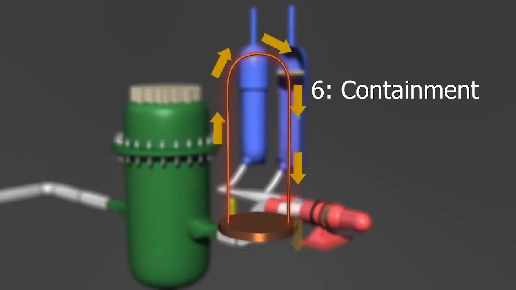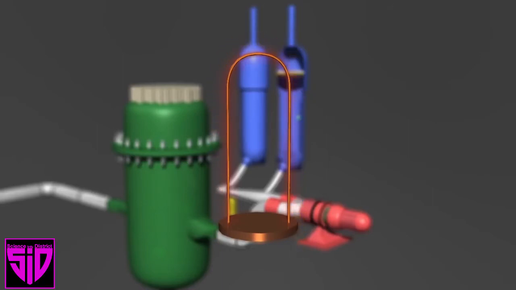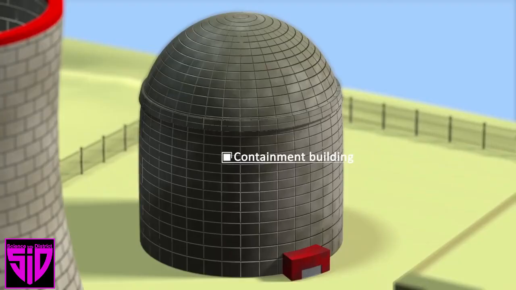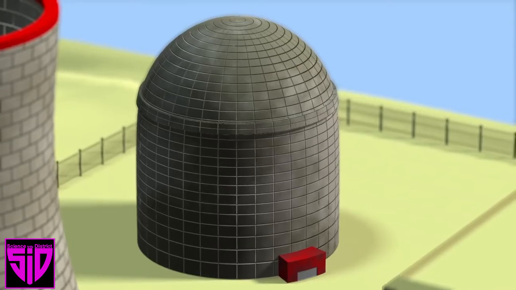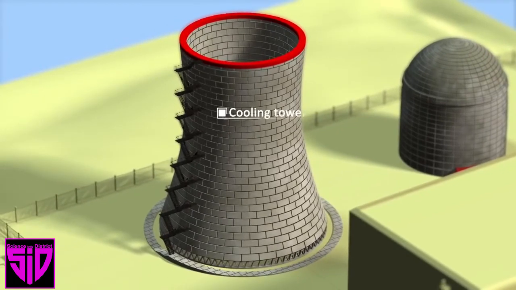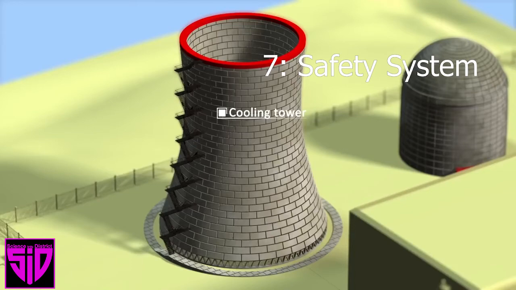6. Containment. To protect the public and the environment from the radioactive materials, the reactor is enclosed in a containment structure. This is typically a large, reinforced concrete structure that surrounds the reactor and is designed to withstand severe accidents. 7. Safety systems.